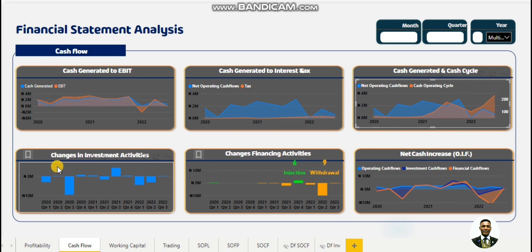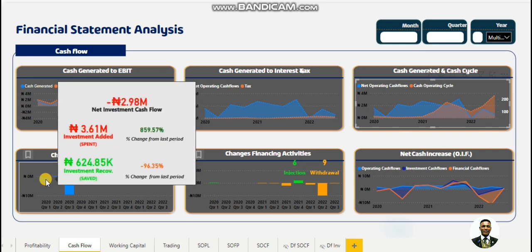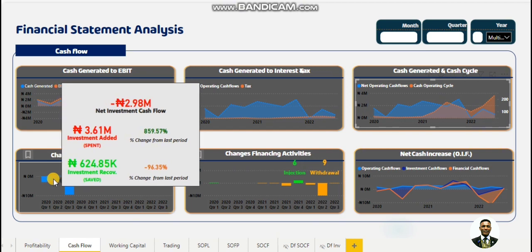But what can we tell from the individual quarter? Well, in this quarter, as we can see, they invested 3.6 million naira and recovered 624,000, meaning they invested roughly 3 million more than they were able to recover.